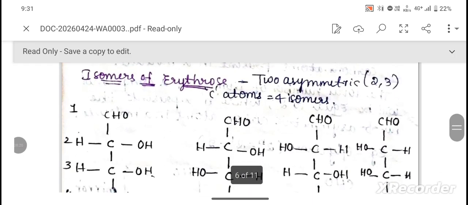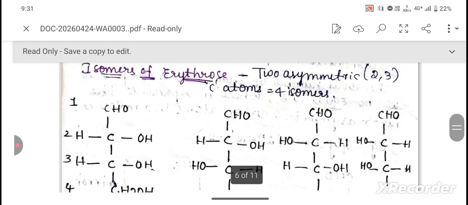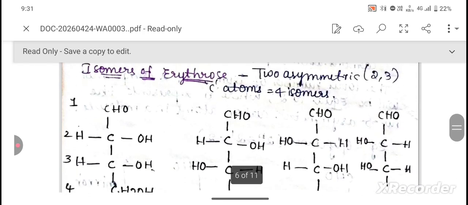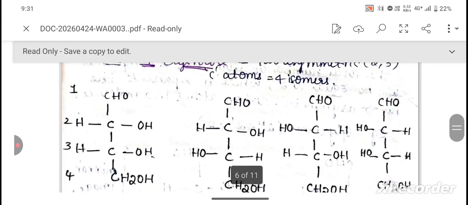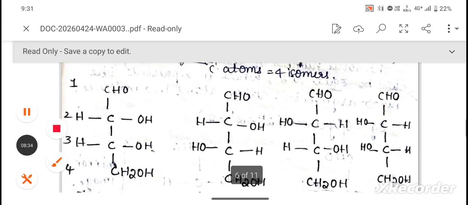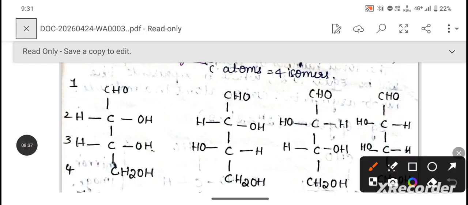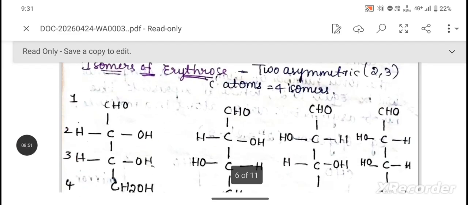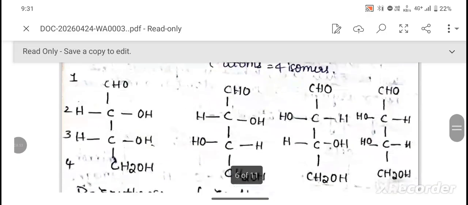So if you observe the structure here, this is the structure of an erythrose. If you observe the structure of an erythrose, it consists of two asymmetric carbons at positions 2 and 3. When you observe here, it has 4 different atoms arranged around itself, which forms two asymmetric carbon atoms at positions 2 and 3.